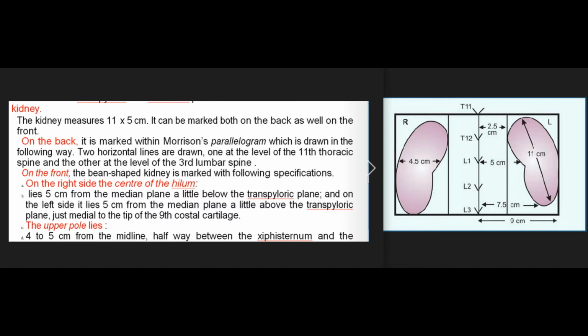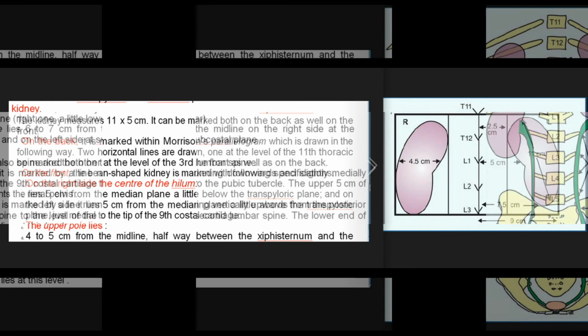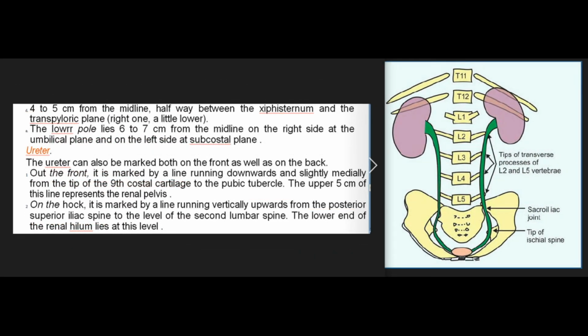On the front, the bean-shaped kidney is marked with the following specifications. A. The hilum lies 5 cm from the median plane, a little below the transpyloric plane on the right side, and on the left side it lies 5 cm from the median plane, a little above the transpyloric plane, just medial to the tip of the 9th costal cartilage. B. The upper pole lies 4 to 5 cm from the midline, halfway between the xiphisternum and the transpyloric plane, on the right a little lower. C. The lower pole lies 6 to 7 cm from the midline, on the right side at the umbilical plane and on the left side at the subcostal plane.